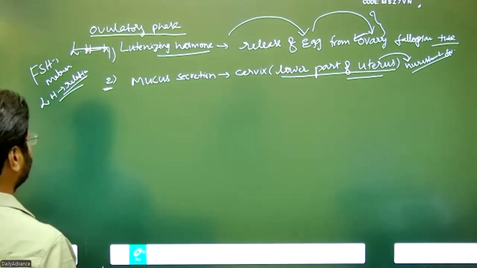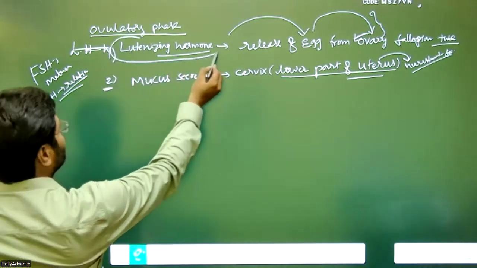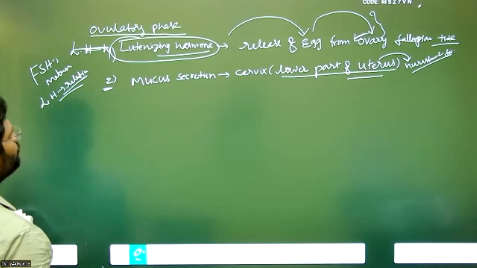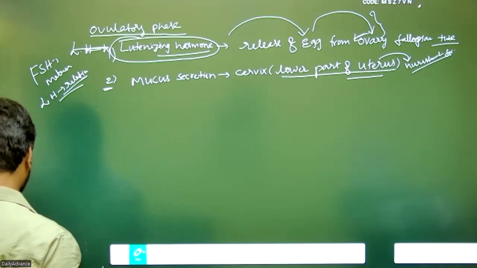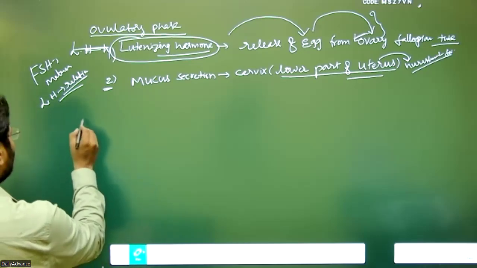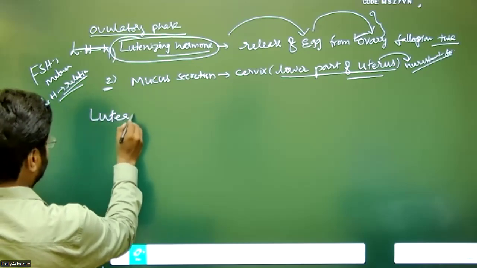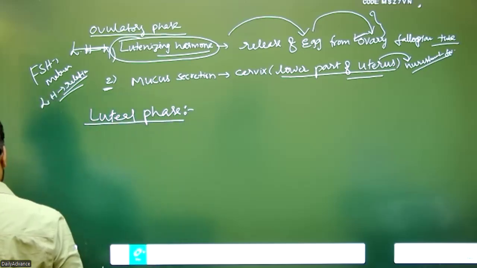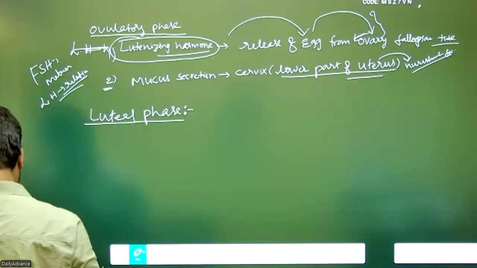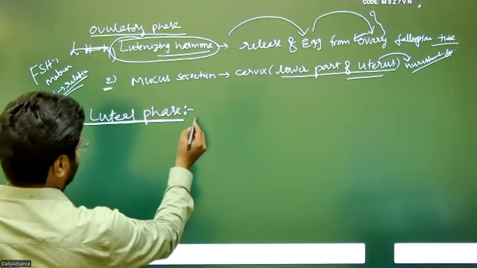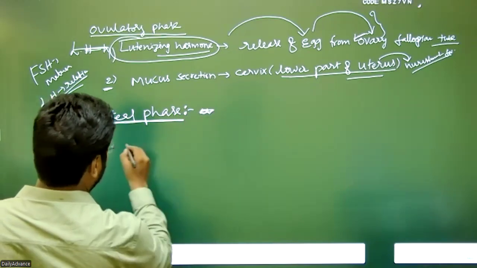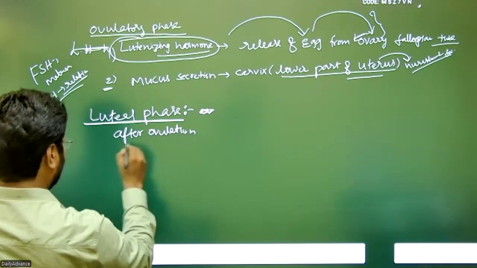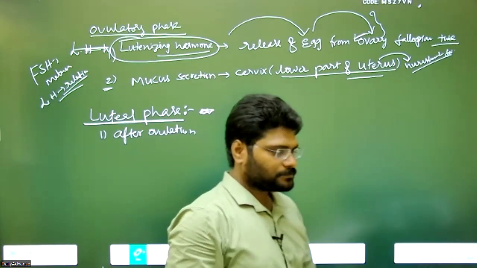So this is the ovulation phase. The ovulation phase occurs under the influence of luteinizing hormone. FSH hormone is used for maturing the eggs. That is the second one. The third one is the luteal phase. The luteal phase starts after ovulation.